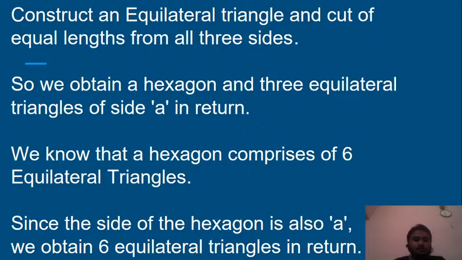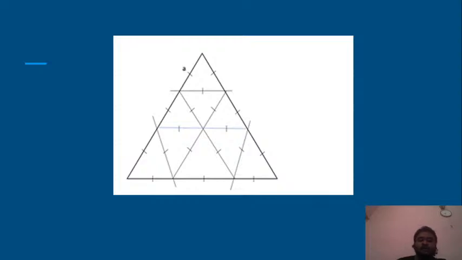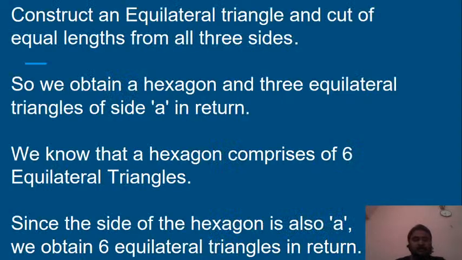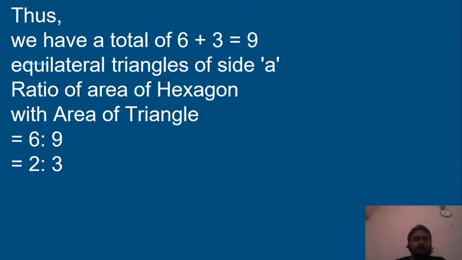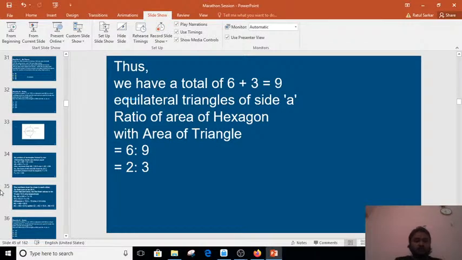Okay, so now if you see the hexagon, the area of the equilateral triangle is root 3 by 4 into 3a square, whereas the area of the hexagon is 6 into root 3 by 4 into a square. Because what is a hexagon? It is 6 equilateral triangles of side a. Okay, so we have got a total of 9 equilateral triangles of side a, and so this becomes root 3 by 4. Okay, so I'll show you how we got this formula.